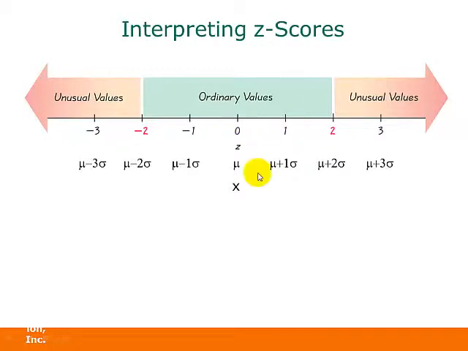Now if we go one standard deviation below the mean for our x values, we get to -1 for a z-score. If we go 2 standard deviations below the mean for our x value, then our z-score will be -2, and so on. If we're going above the mean, so if we're going 1 standard deviation above the mean, our z-score would be 1. 2 standard deviations above the mean would give us a z-score of 2, and so on.